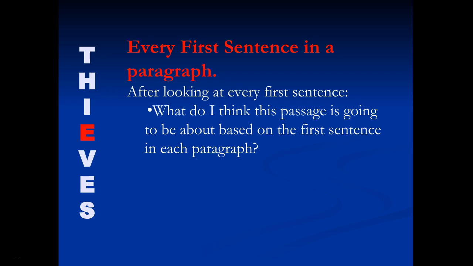And again, some ideas you jot off to the side. The first E is every first sentence in a paragraph. You want to make sure after you read that first sentence in a paragraph, what do I think this passage is going to be about based on the first sentence in each paragraph? Remember that a lot of times the first sentence of a paragraph is going to be your topic sentence. So it's just going to outright state what the central idea of that paragraph is. So based off of all of the topic sentences in the passage, can you get a good general idea of what the passage is about?